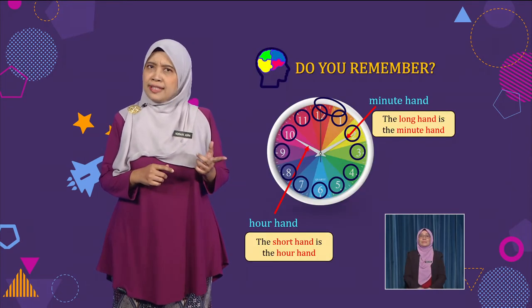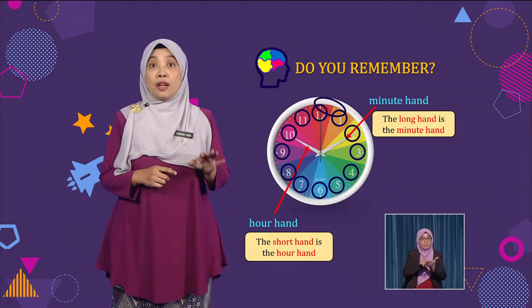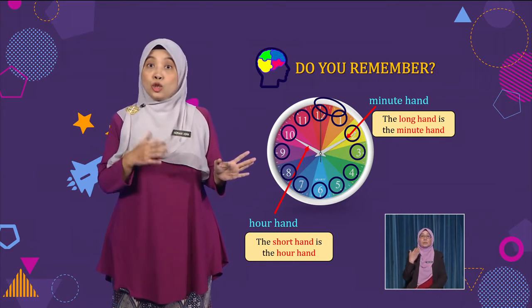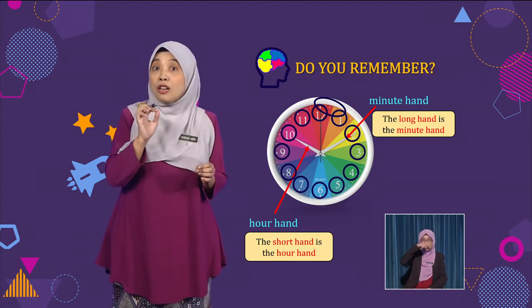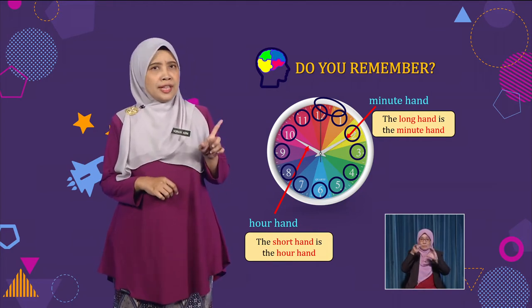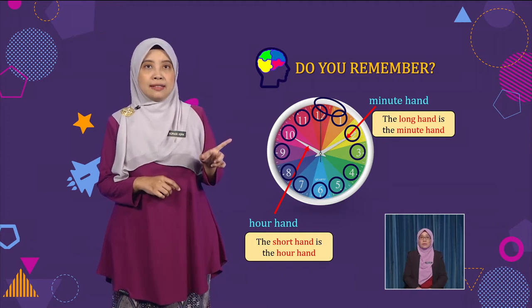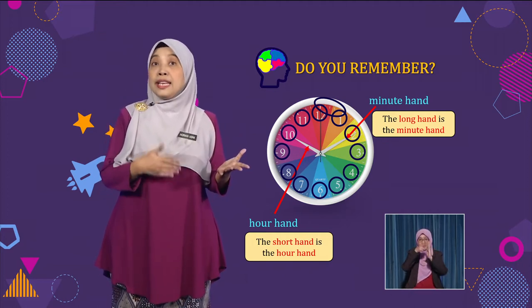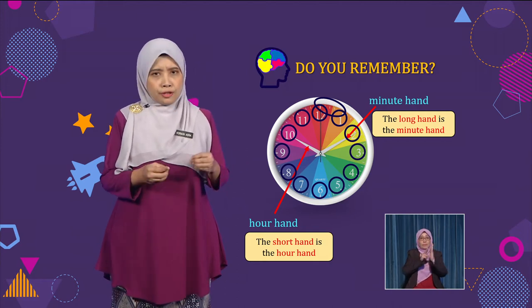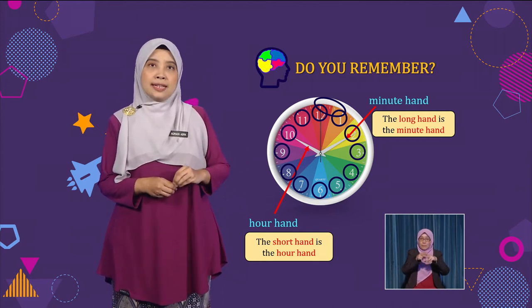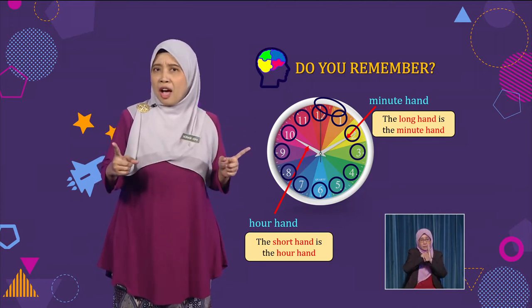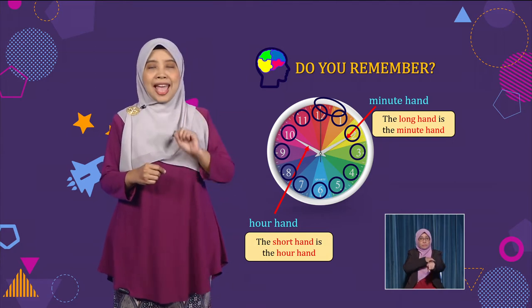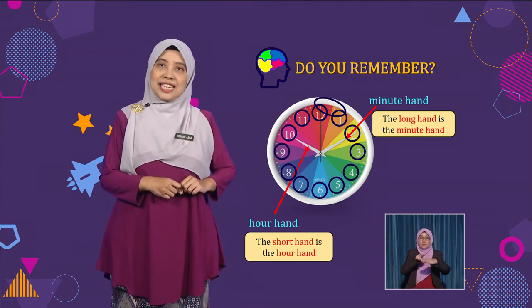Let's look at this slide. This is a clock's face. There are numbers 1 to 12 and graduations on the clock's face. This is an hour hand. The short hand is the hour hand. This is a minute hand. The minute hand is longer than the hour hand. The long hand is the minute hand.